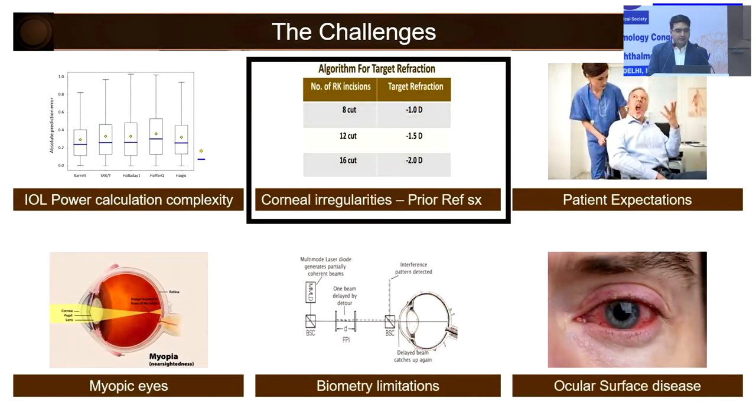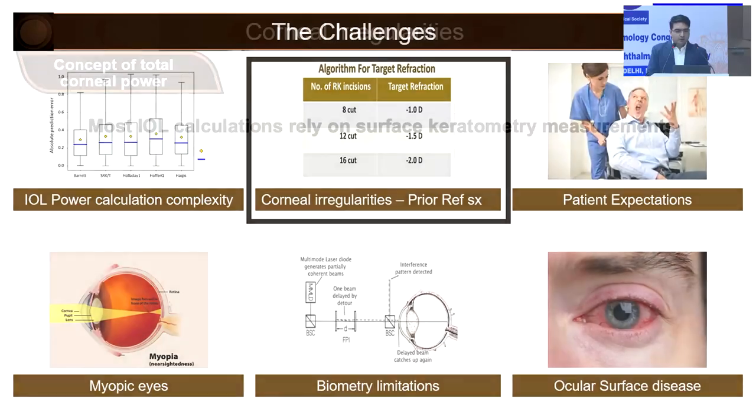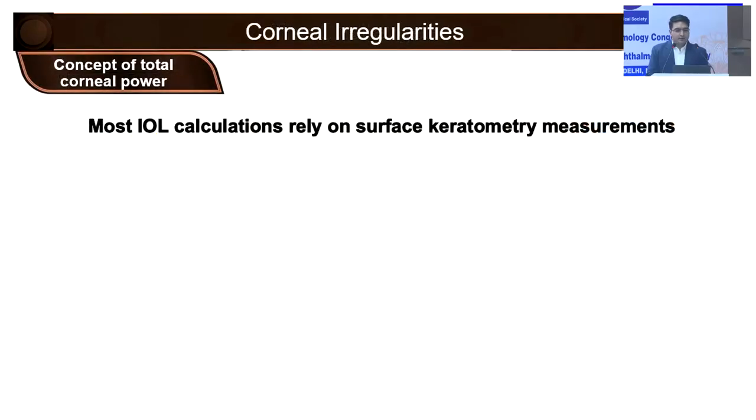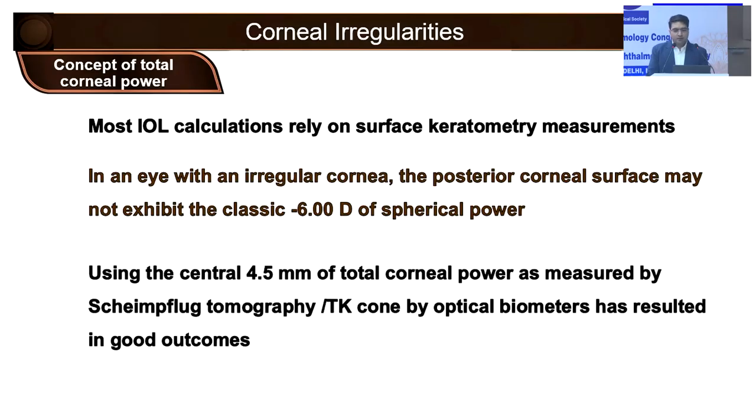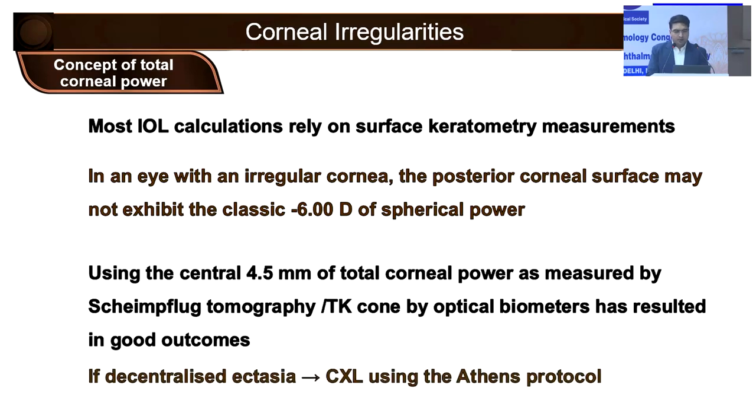Coming to the second challenge, that is corneal irregularities. To contain the corneal irregularity for a good emmetropia, the concept of total corneal power comes in. Most IOL calculations rely on surface keratometry measurements. In an eye with an irregular cornea, the posterior corneal surface may not exhibit the classic -6 diopter. So using the central 4.5 millimeter of total corneal power, as measured by Scheimpflug or TK by optical biometers, has resulted in good outcomes.